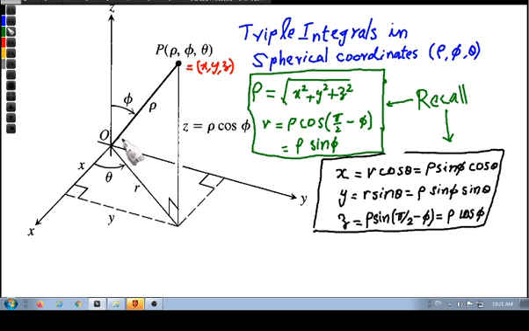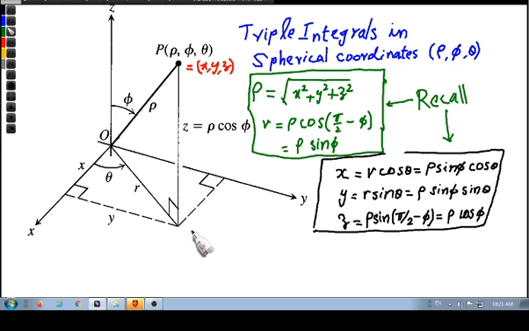So what is rho? It is the distance of the point P from the origin. And what is phi? It is the angle that the line or the vector OP makes with the positive z-axis. And what is theta? Drop P vertically downwards onto the xy plane. Suppose that this is the projection of P. Call it Q. Now look at the vector OQ.